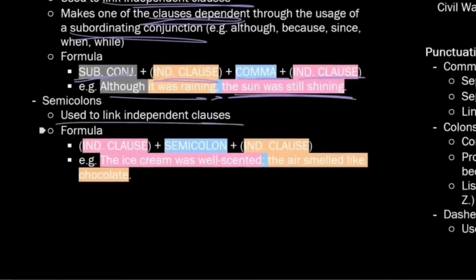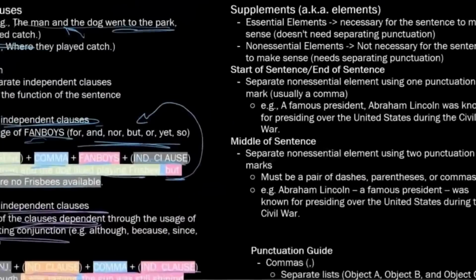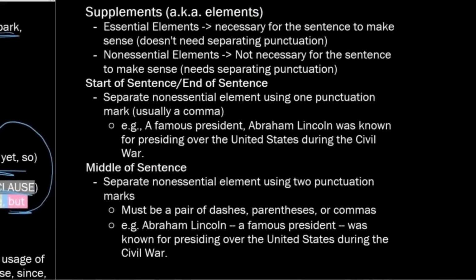Lastly, we've got our semicolons, which we're going to use to link independent clauses again. Semicolons are the easiest one. You just have to have an independent clause, then a semicolon, then a space, and then an independent clause. So, "The ice cream was well scented; the air smelled like chocolate."